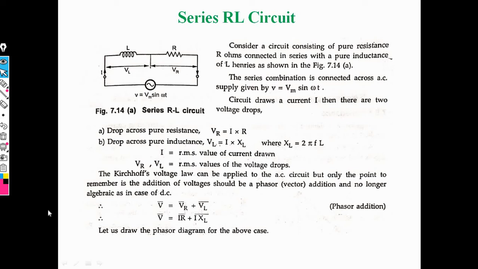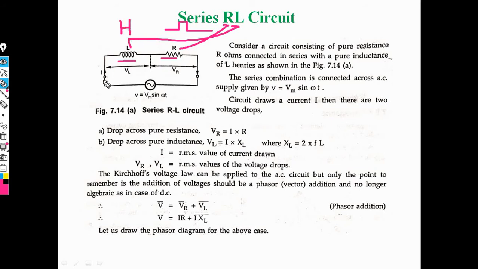Series RL circuit. Here resistance and inductance are present, that is R and L. Both are connected in series. This is the pure resistance and this is the pure inductance. Here VR is the voltage across the resistance, and VL is the voltage across the inductance. Resistance is measured in ohm and inductance is measured in Henry.